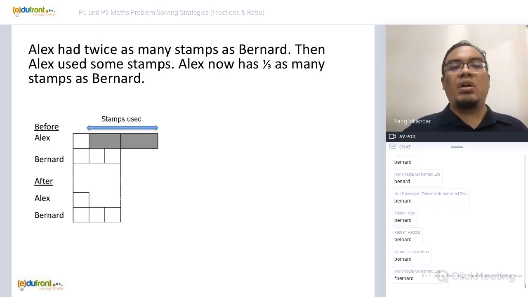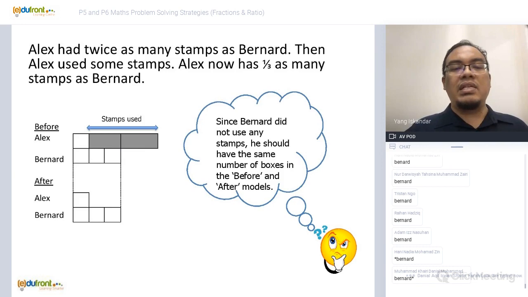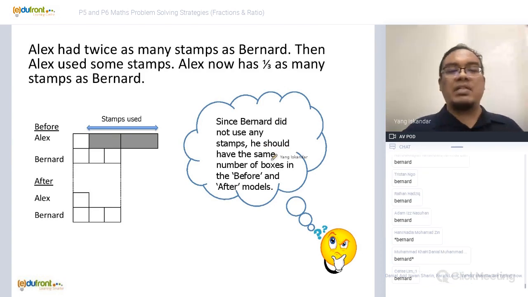Okay, so we are going to draw the before-after model. In the first ratio, Alex has twice as many stamps as Bernard. You can see that Alex is double of Bernard. Then Alex used some stamps, and because of this, Alex now only has 1/3 as much as Bernard. Do you notice that there's no change in Bernard? Since Bernard did not use any stamps, he should have the same number of boxes in the before and after model. So you can see here, Bernard is totally unchanged. Initially 3 units, before also 3 units. Who is changed? Only Alex, right? Because only Alex used some stamps, but not Bernard. Okay, class, understand? Okay, very good.